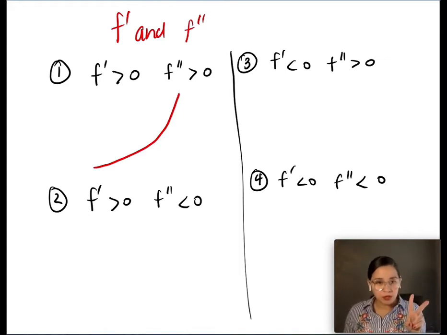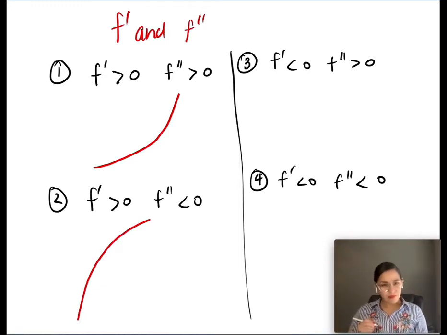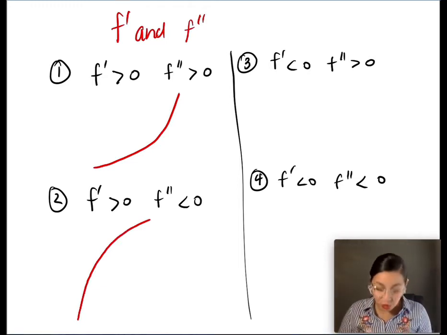Now, number two, the derivative is positive and the second derivative is negative, so it increases concave down. So if it increases concave down, then it will look something like that. Okay? Then for the third one, the derivative is negative, meaning it decreases.